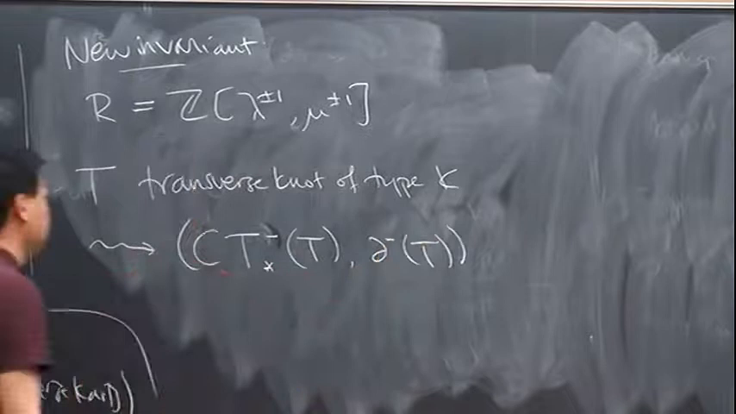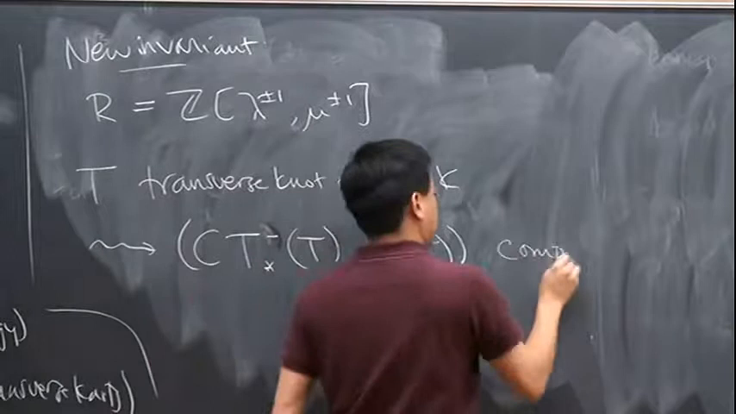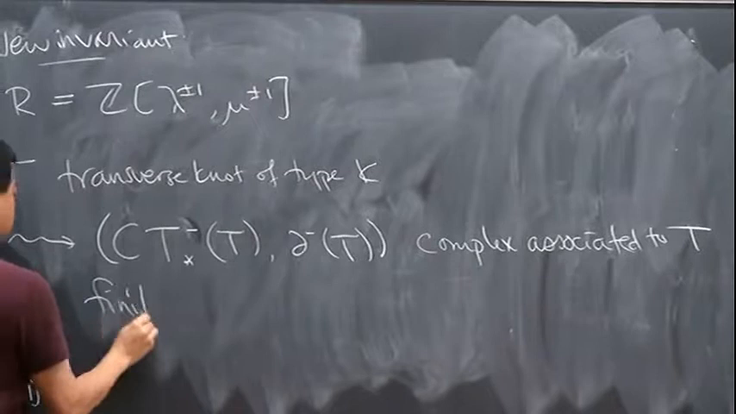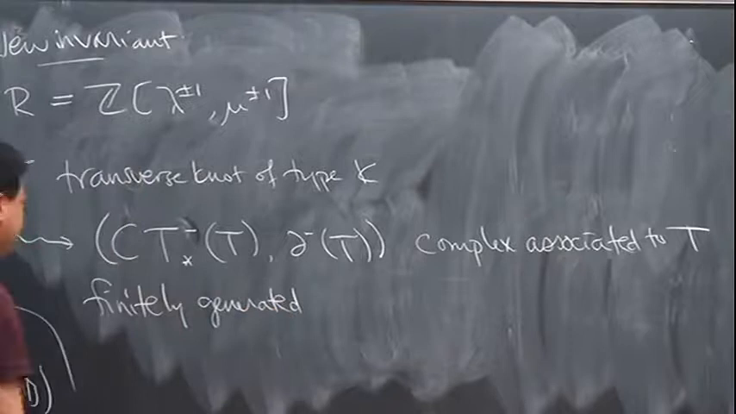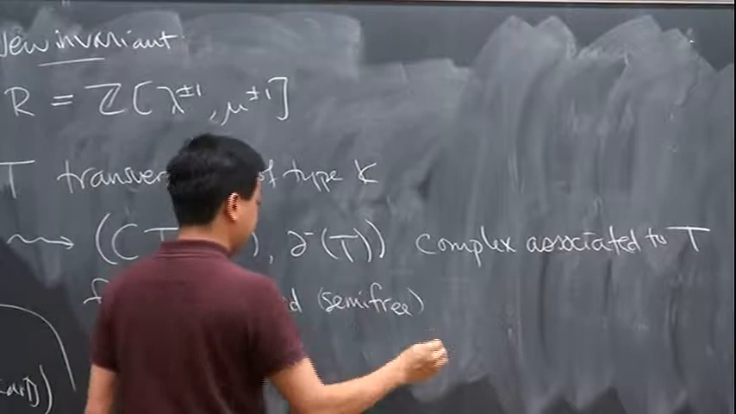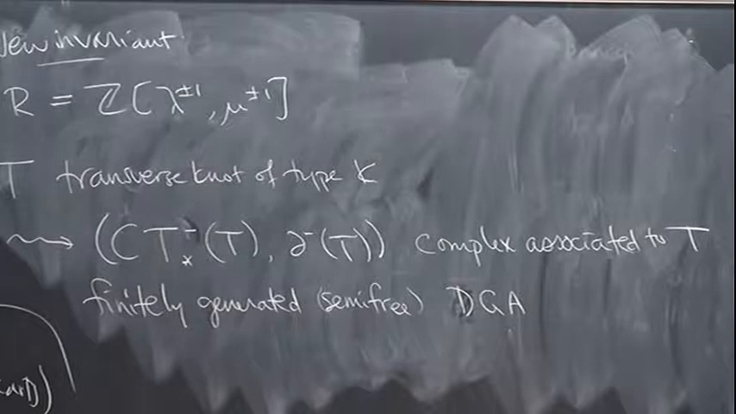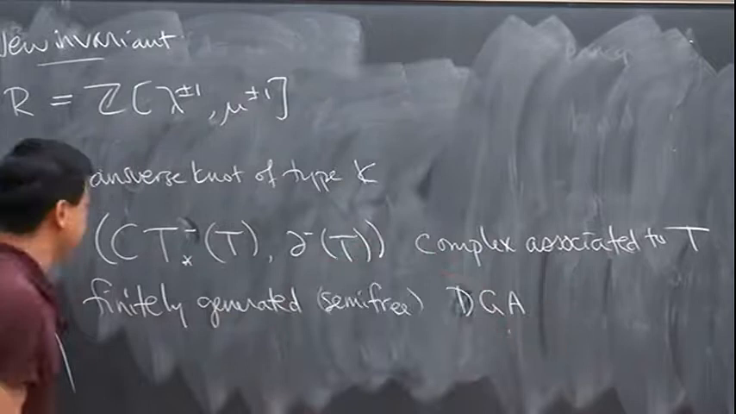So this is a complex associated to T. And what is it? It's a finitely generated semi-free, you can ignore that if you like, differential graded algebra. So this is finitely generated as an algebra. And the thing that underlies it, if you forget about the differential, is just a tensor algebra.